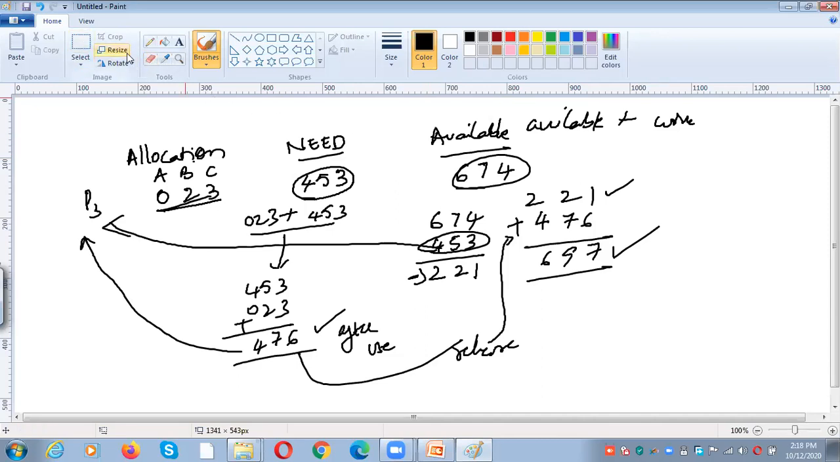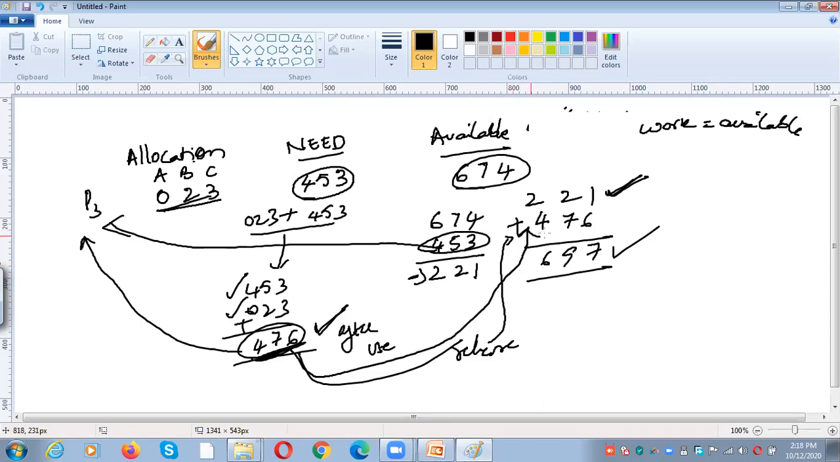Work plus allocation means this is the allocation 0, 2, 3, and this is also allocated 4, 5, 3. Now the allocation is 4, 7, 6. Available is 2, 2, 1. Work equal to available. I already told you work equal to available here in our example. So the availability is 2, 2, 1. What is allocated? 4, 7, 6. These 4, 7, 6 are added to available.